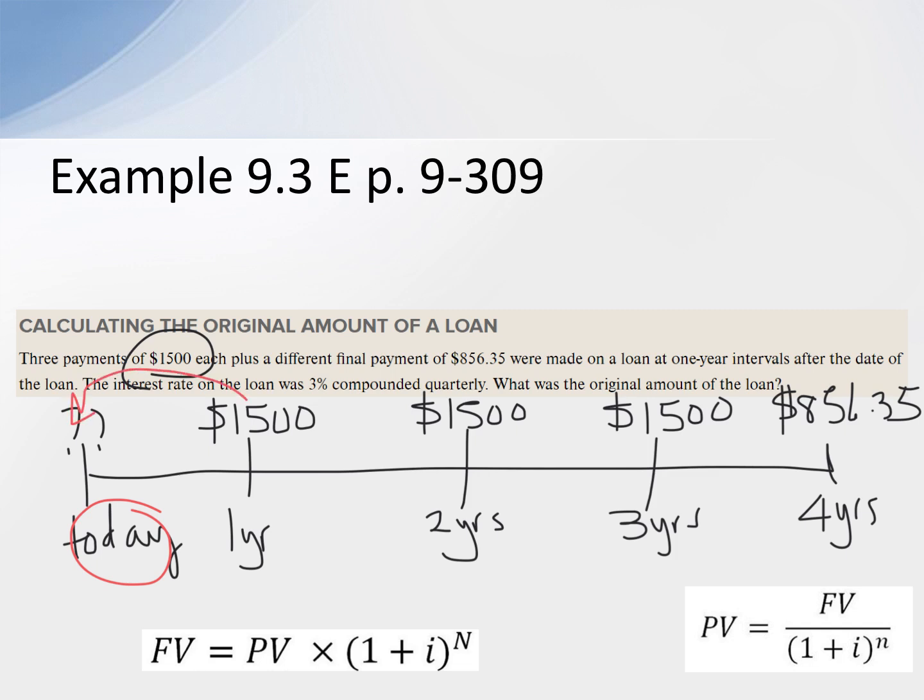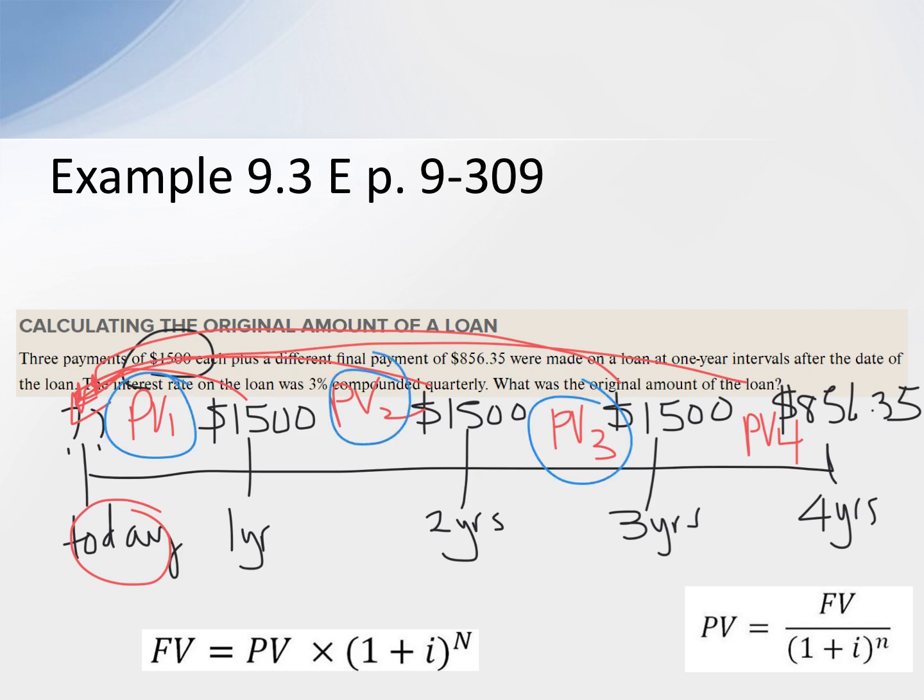We find here PV1, here PV2, this third $1,500 will be PV3, and $856.35 will come back as well to present time, and that will be PV4. We're going to add each of those present value calculations, and they should sum to the total value of the loan at the beginning. Let's see, we have an interest rate of 3%, compounded quarterly.